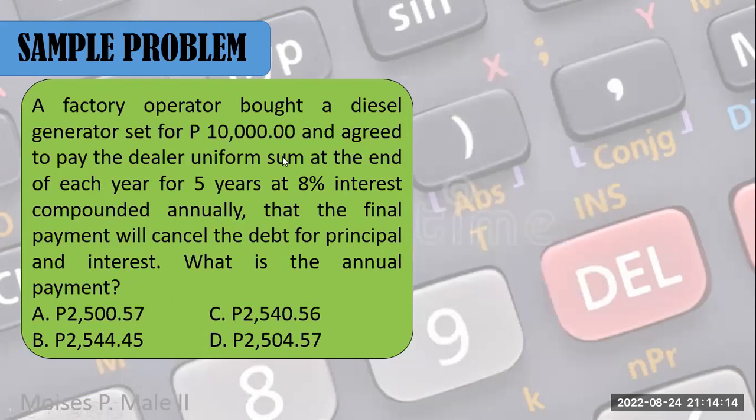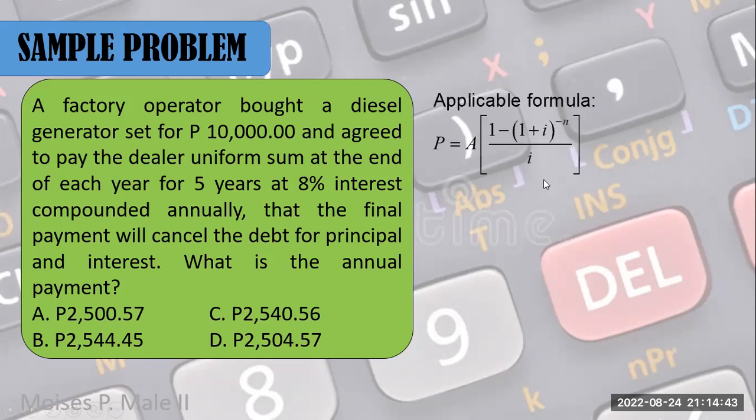So ito, factory operator bought a diesel generator set for 10,000 and agreed to pay the dealer uniform sum at the end of each year for 5 years at 8% interest compounded annually. What is the final payment if you cancel the debt for principal interest? What is the annual payment? Okay. So, may annual payment, no? For 5 years.